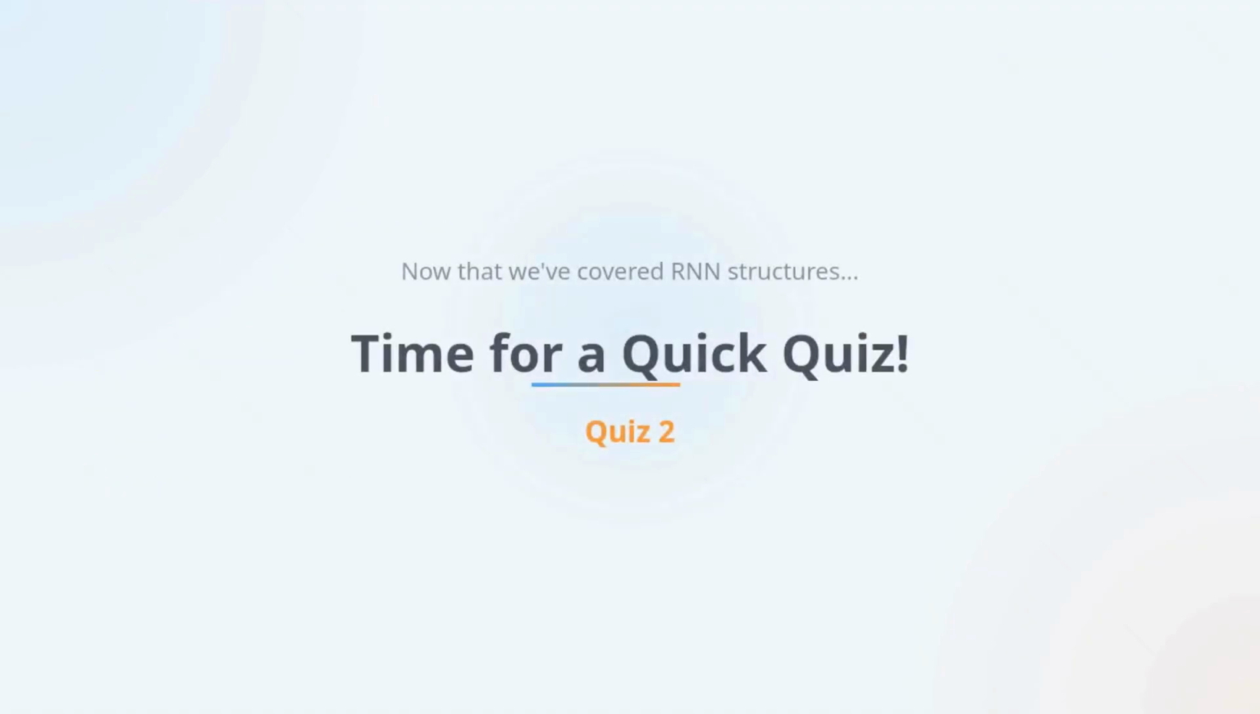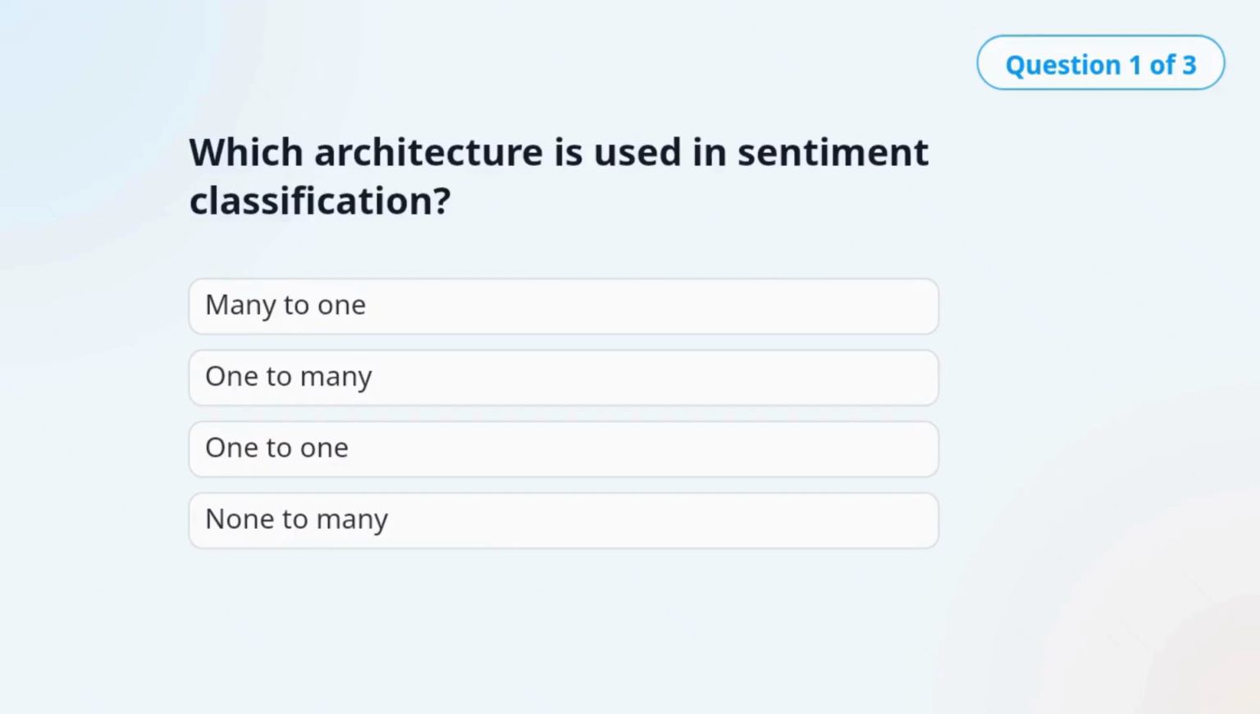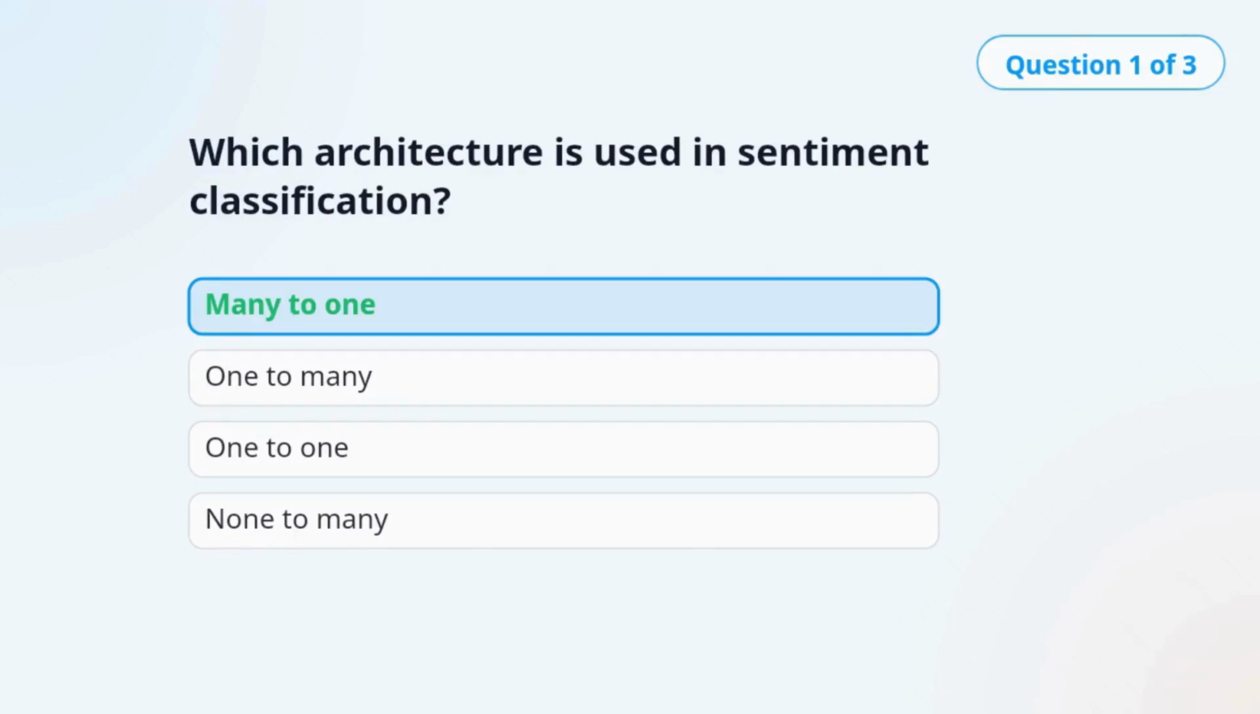Now that we've covered RNN structures, let's test what we've learned so far. Here's quiz number 2. See if you can get it right. Question 1. Which architecture is used in sentiment classification? The correct answer is many-to-one. Sentiment classification takes a sequence of words as input and produces one output label.